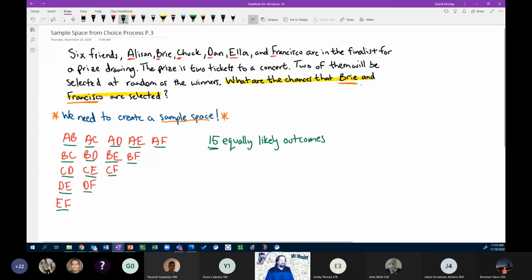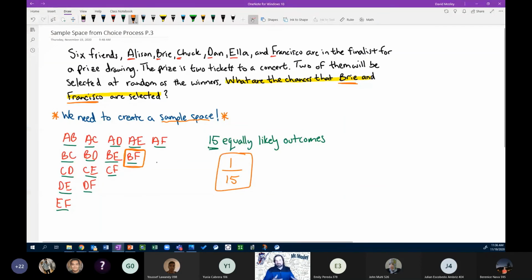Right? We want B and F. And this is the outcome we're looking for. There is only one option. There's not another way for B and F to be selected. So that means the probability of this event is 1 out of 15. That's it.